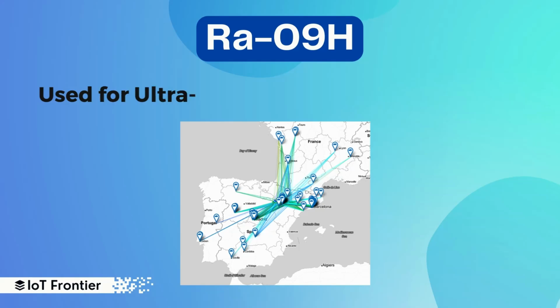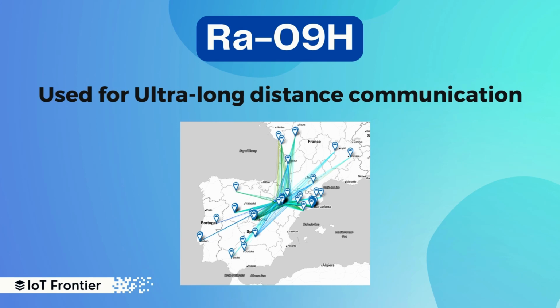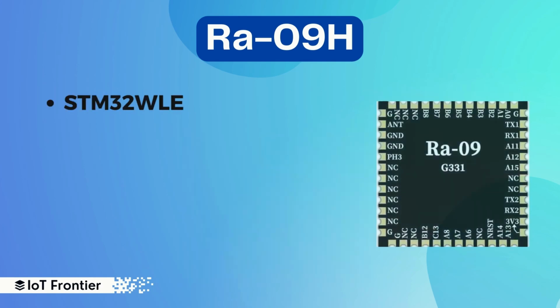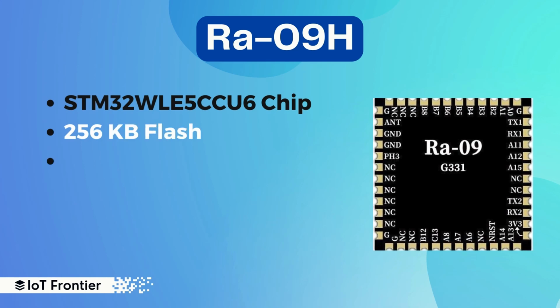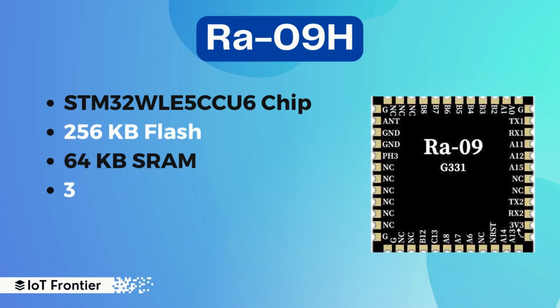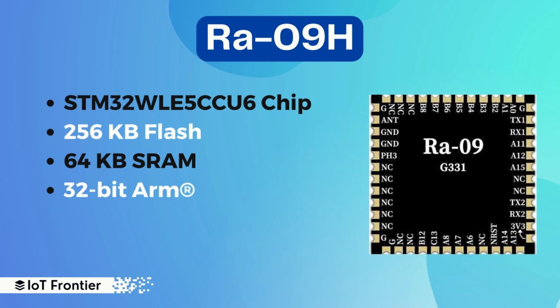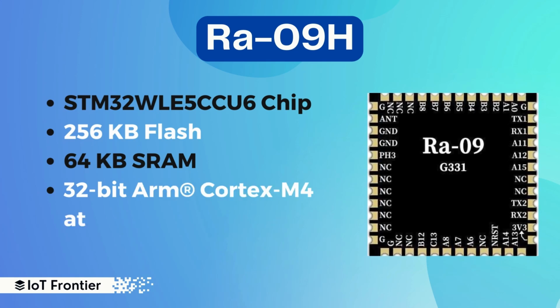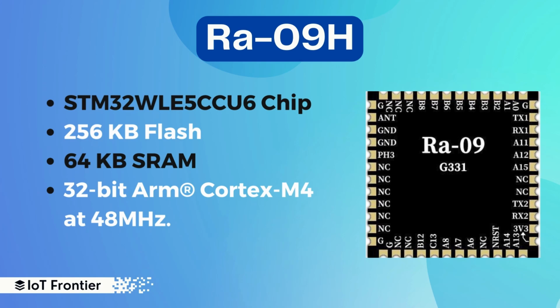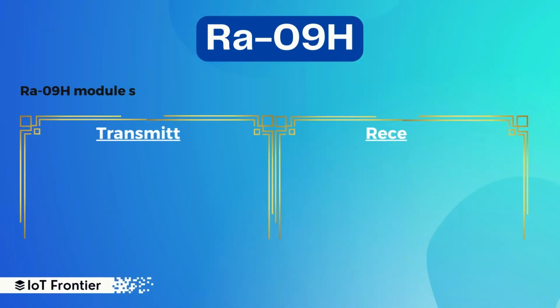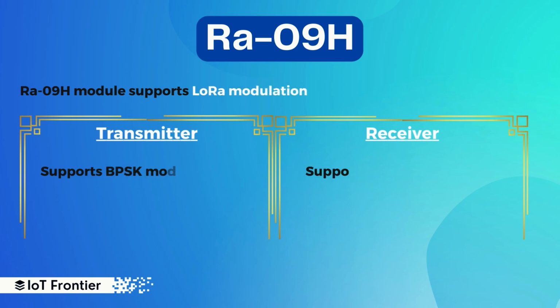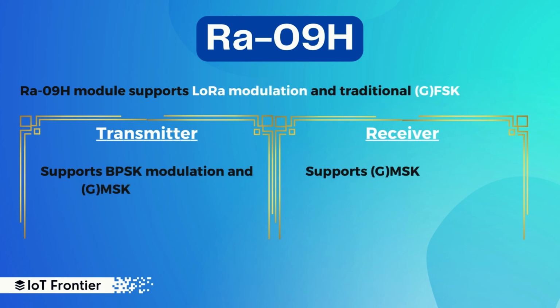The RA09H module is used for ultra long distance spread spectrum communication. The chip used for the module is STM32WLE5CCU6, which has 256 KB flash, 64 KB SRAM, and the core is a 32-bit ARM Cortex M4 running at 48 MHz. The RA09H module supports LoRa modulation and traditional GFSK modulation under LPWAN use cases.